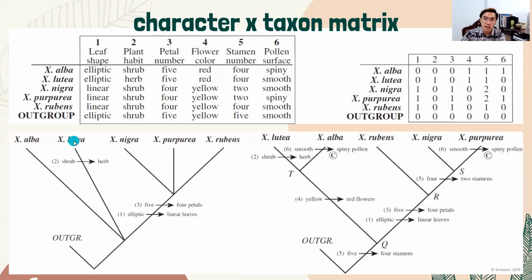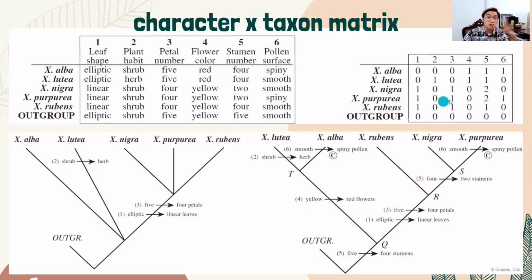But we know that X lutea is different from X alba for sure, based on character number 2, which is plant habit. We know that because X lutea is the only one across the OTUs that has an herb plant habit. So we say here that all of the OTUs are shrub except for X lutea, where the shrubness essentially transformed into being an herb. Okay, in this case. But how do we know how lutea and alba are related to each other, and which ones among nigra, purpurea, and rubens are more closely related to one another compared to the rest?